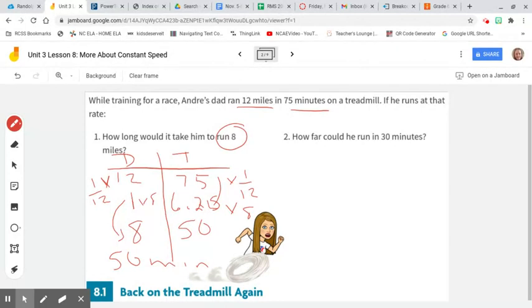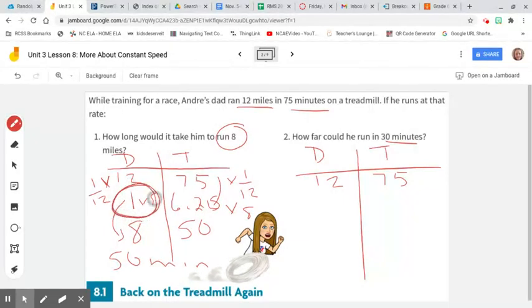Now we have to go to question number 2, where it wants us to look at how far he could run in 30 minutes. So we're going to build our chart again with our distance and our time. We've got 12 and we got to 75. Now we're actually going to be working the opposite way.